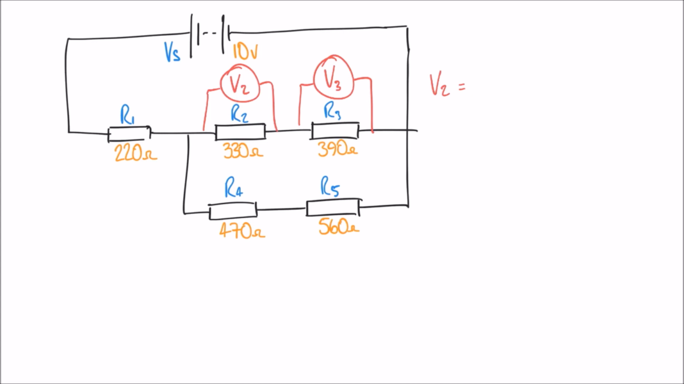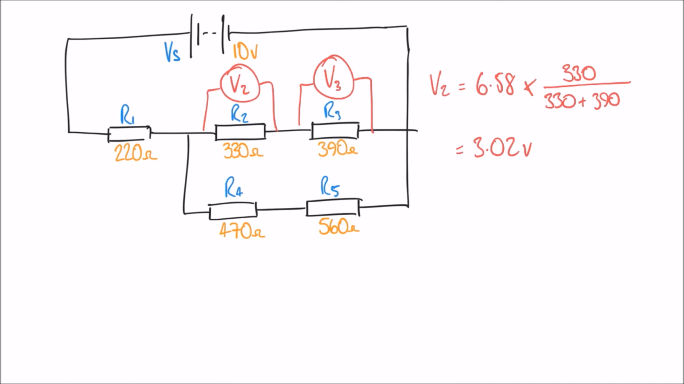So V2 is equal to that 6.58 volts that we calculated before, multiplied by a fraction. On the top of that fraction, because I'm measuring across V2, I want to put R2, which in this case is 330. On the bottom, I put both resistors in that series element added together, 330 plus 390. And if I do that, I calculate a voltage there of 3.02 volts.